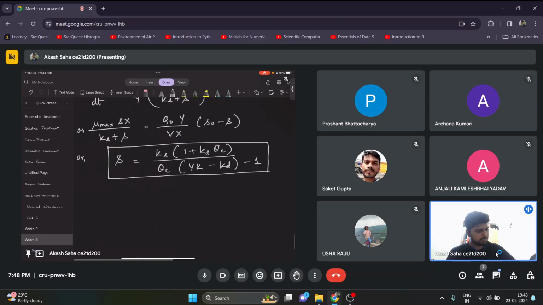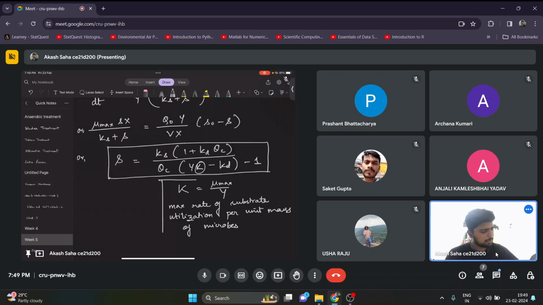So here my capital K that we have got here will be nothing but mu max by Y. This is another notation which we call the max rate of substrate utilization per unit mass of microbes. So mostly this capital K value is given in the questions. That's why I've just substituted mu max by Y as capital K.